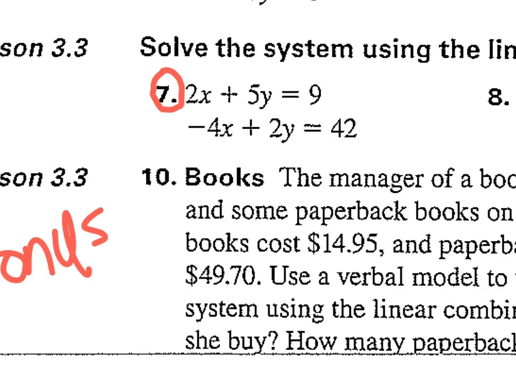And the last one I'm asking you to do is number 7. And again, I would use combination. I would multiply this whole thing by 2 to all the terms. And then I would solve for my y. Combine your y's, solve for y, and then plug it back in and solve for x.